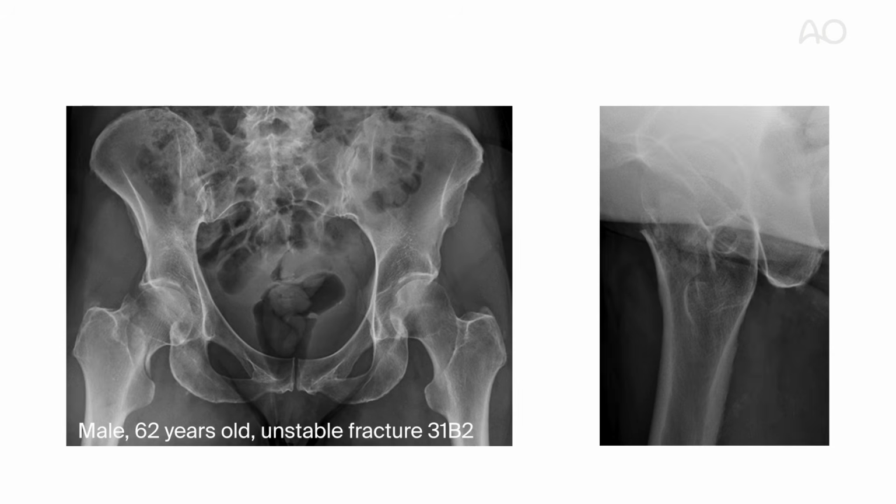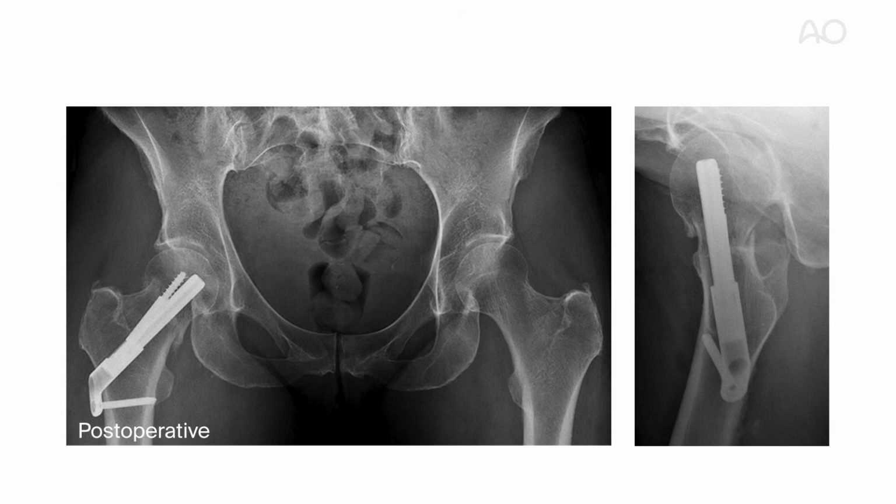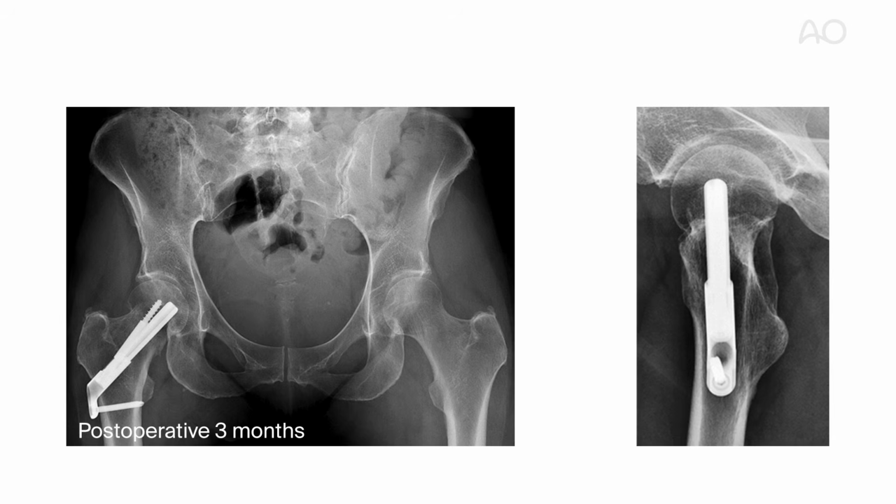The clinical case shows a 62-year-old man who sustained an unstable Powell's 3 fracture, AO 3-1B2, through a high-energy trauma skiing accident. Shown are the postoperative and 3 months postoperative X-rays. The fracture is healed with minimal leg shortening and a minimal loss of femoral offset.